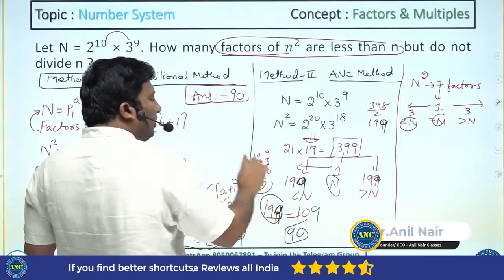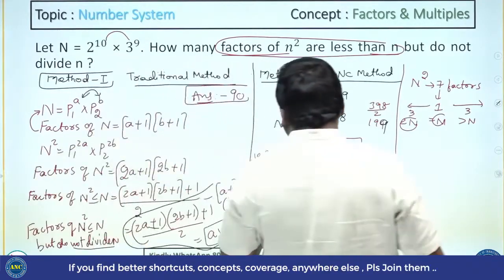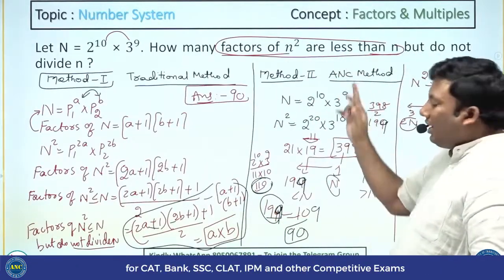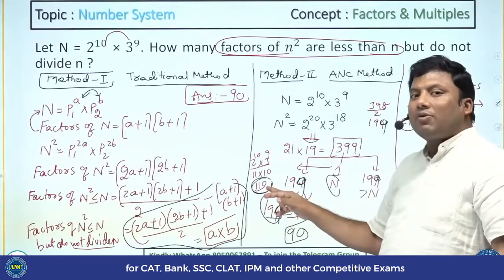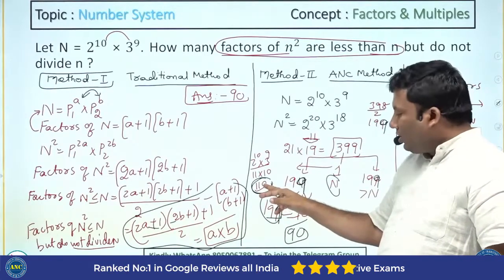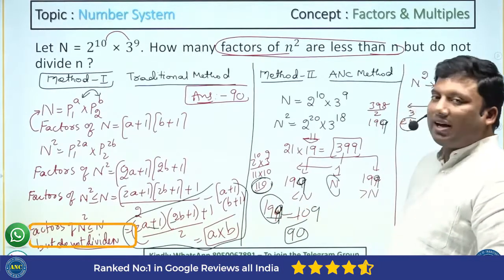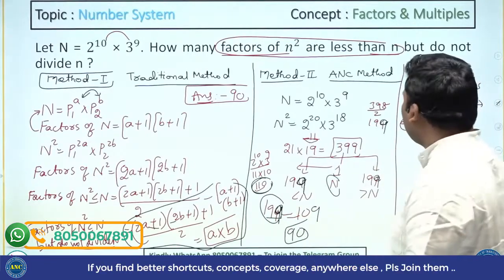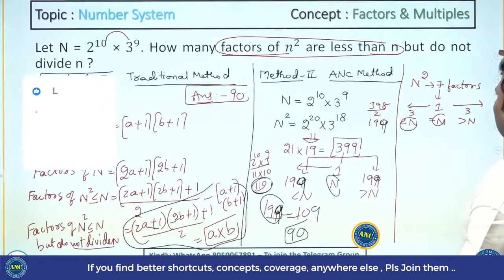2 power 10 into 3 power 9. How many factors are there for this number? 110. This includes n itself, so if it were equivalent to n, I would have taken 110. So 199 minus 109, the answer is 90. Very, very easy question, sir. I hope the idea is clear.